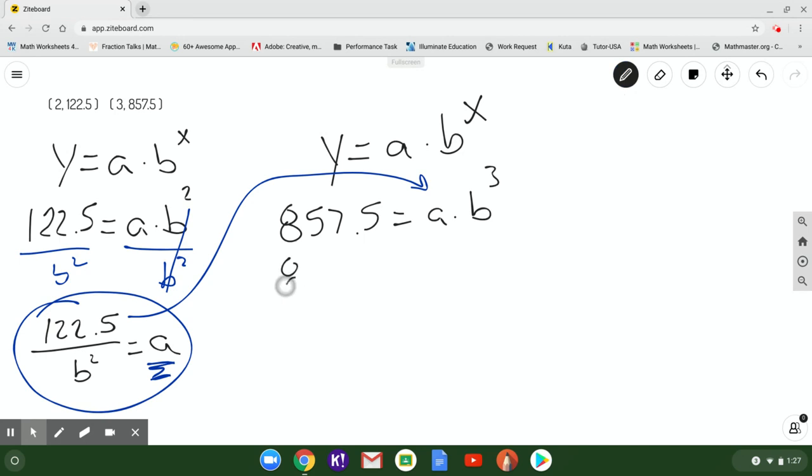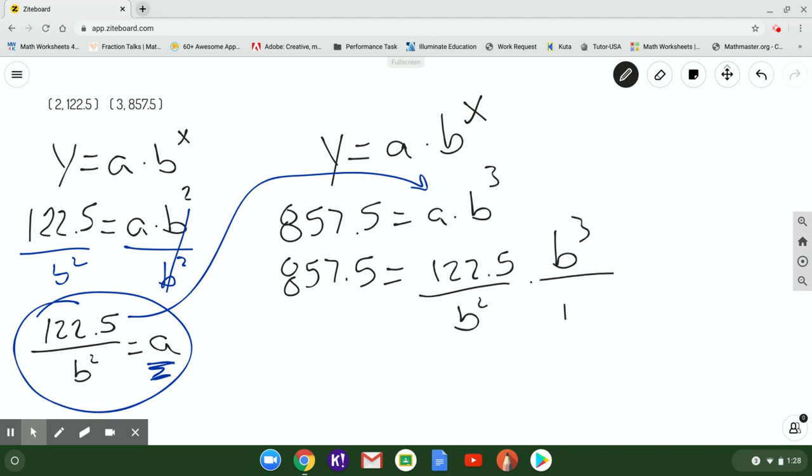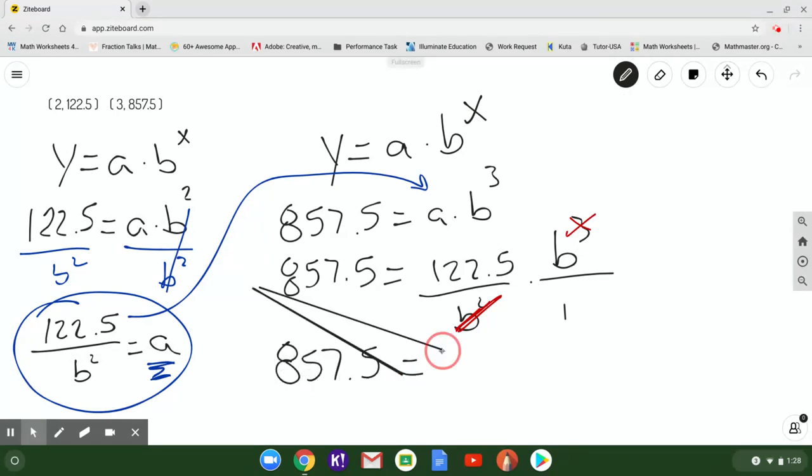So it's 857.5 equals, instead of a, I'm going to write 122.5 over b squared, and then times b to the 3rd. And again, that's over 1. So that b squared on the bottom is going to cancel out this b to the 3rd up here. So I'm left with 857.5 equals 122.5b. Oops, sorry, my wrist touched the mouse pad.